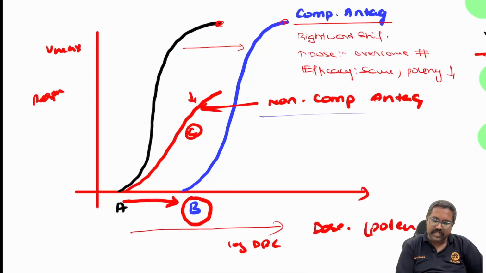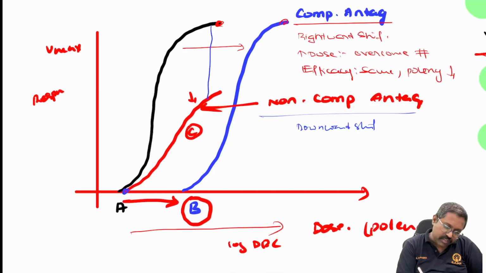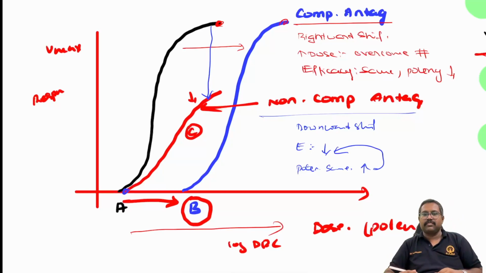So similarly, what happens with respect to non-competitive antagonism? In case of non-competitive antagonism, there will be a downward shift of the graph. So there is a shift in the response. What has happened to the efficacy? The efficacy has been reduced. What has happened to the potency? Potency can remain the same or unchanged. Even if you increase the dose, what you get is a lesser response. So in your exam, they can ask you to identify the graphs also. You should be thorough with this graph.